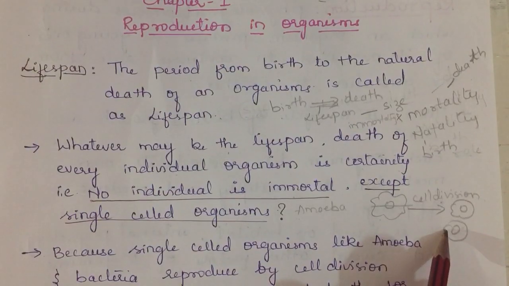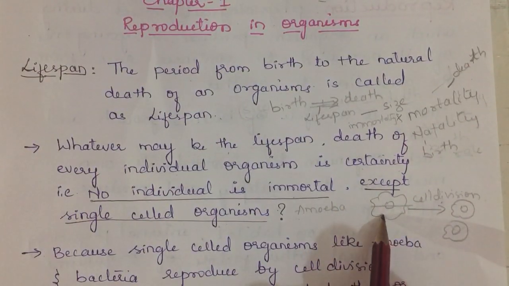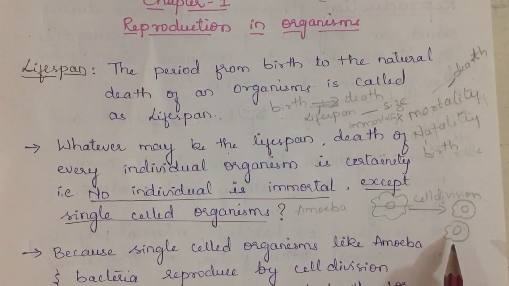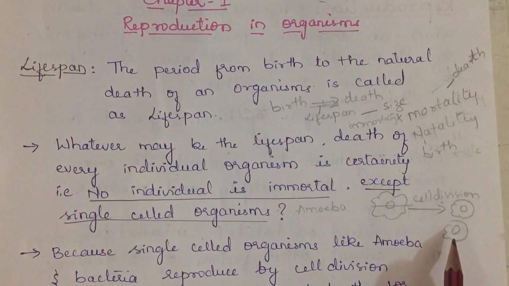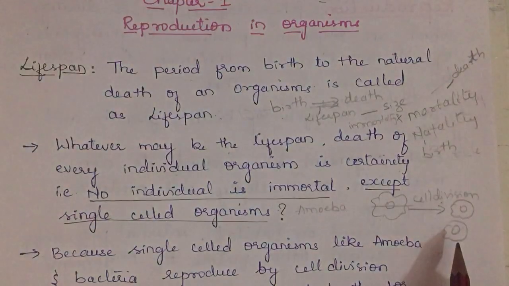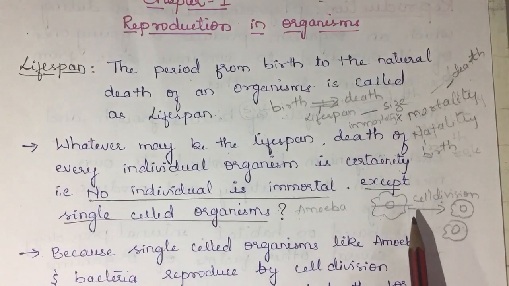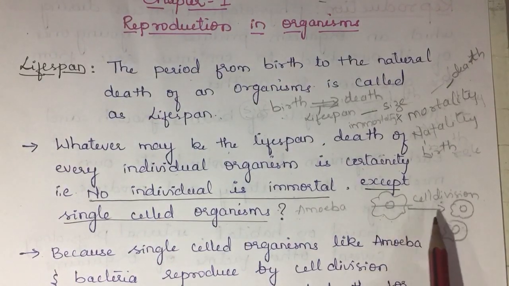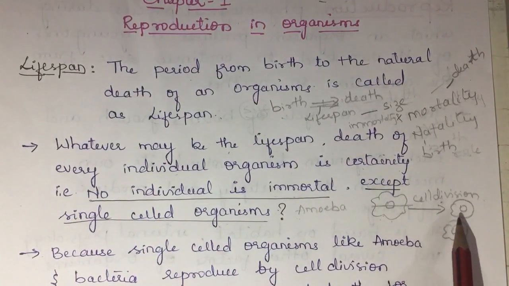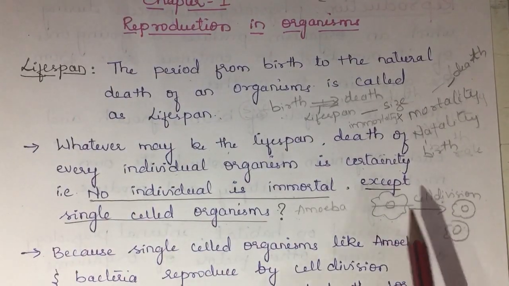Now, how is it immortal? Because there is no death for this parental cell. This is the parent and these are the daughter cells. There is no death for the parental cell. Because the same parental cell forms the daughter cells, we say there is no death for these organisms. The parental cell itself leads to the formation of daughter cells. It continues, it is not dying. So that's why we call it immortal.